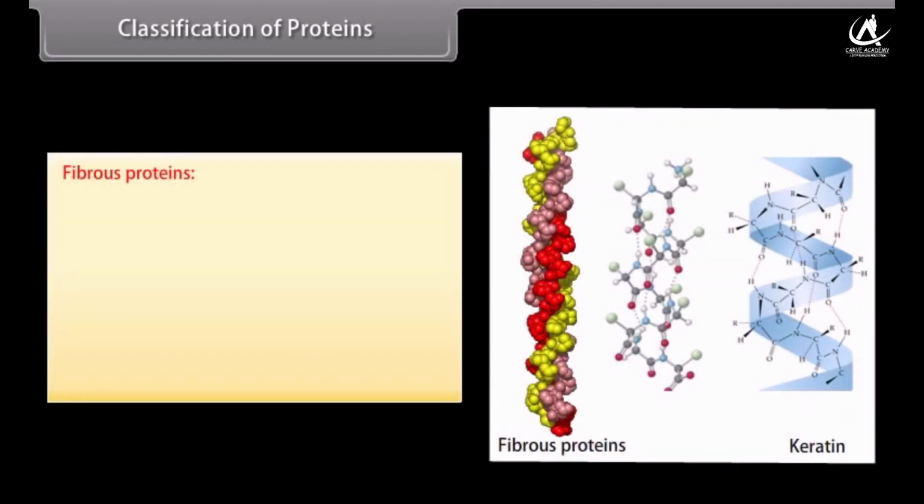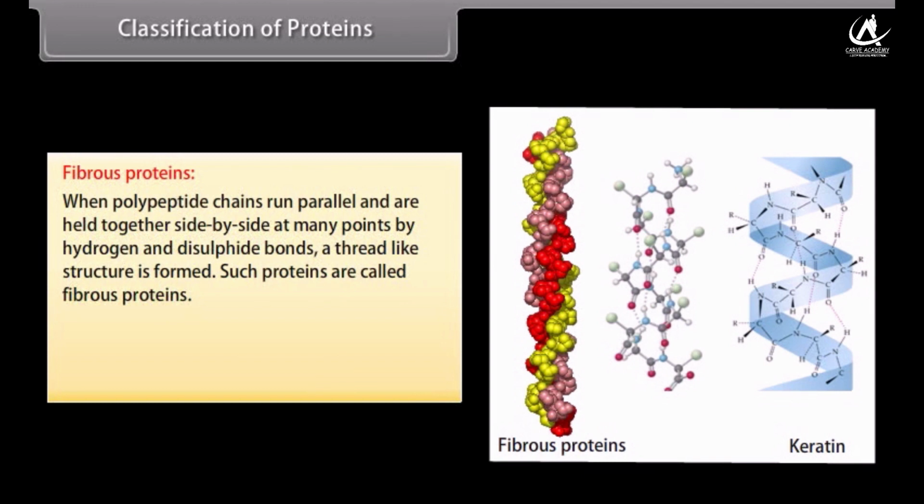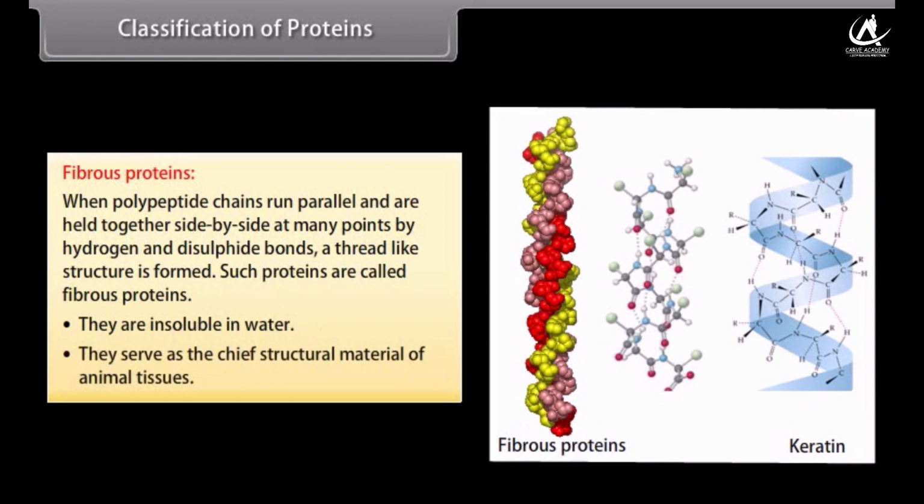Fibrous proteins. When polypeptide chains run parallel and are held together side by side at many points by hydrogen and disulfide bonds, a thread-like structure is formed. Such proteins are called fibrous proteins. They are insoluble in water. They serve as the chief structural material of animal tissues. For example, keratin in skin, hair, nails, horn, and wool.